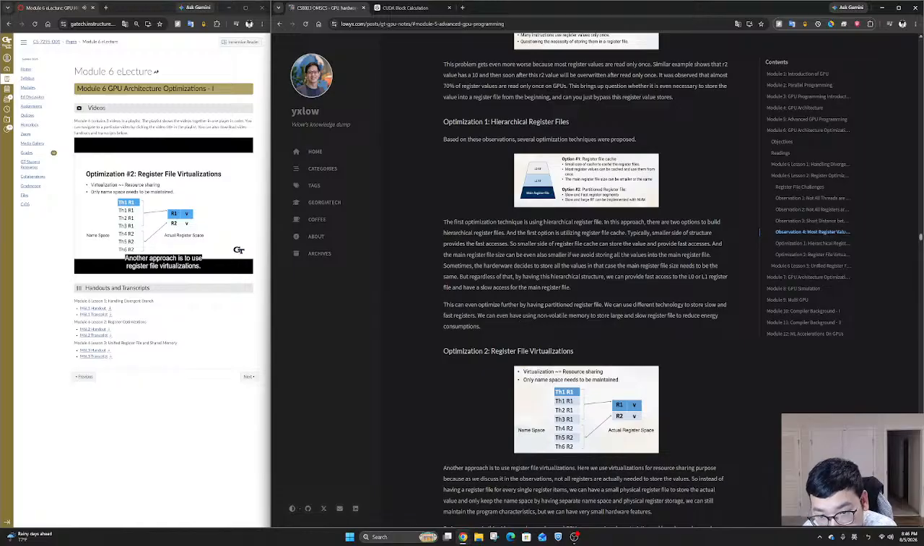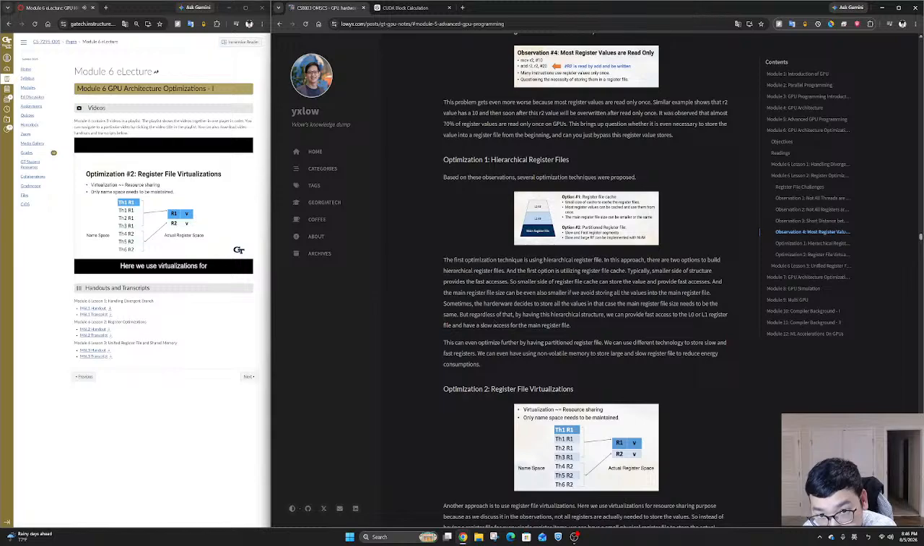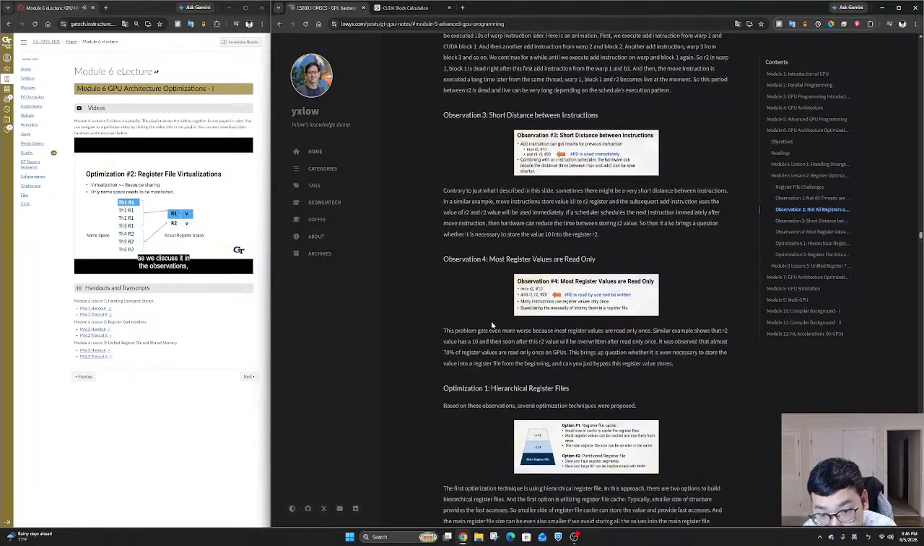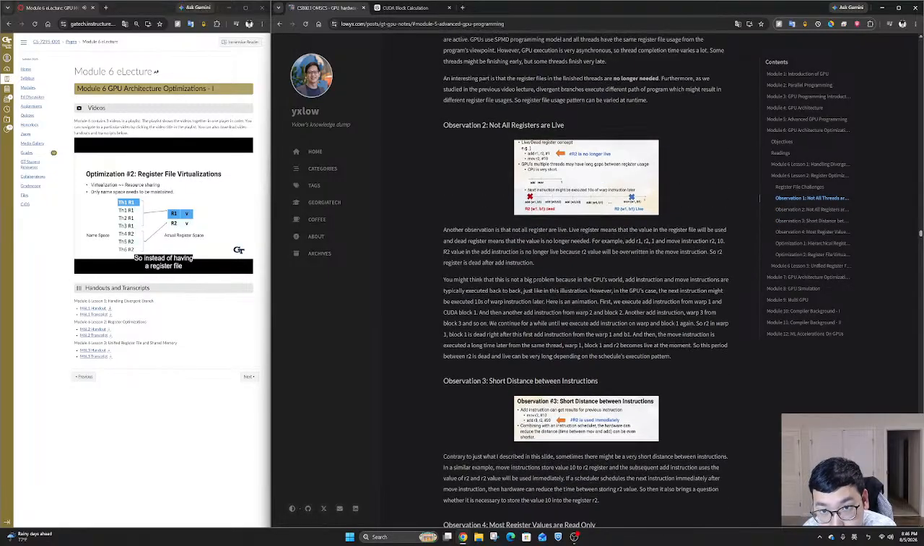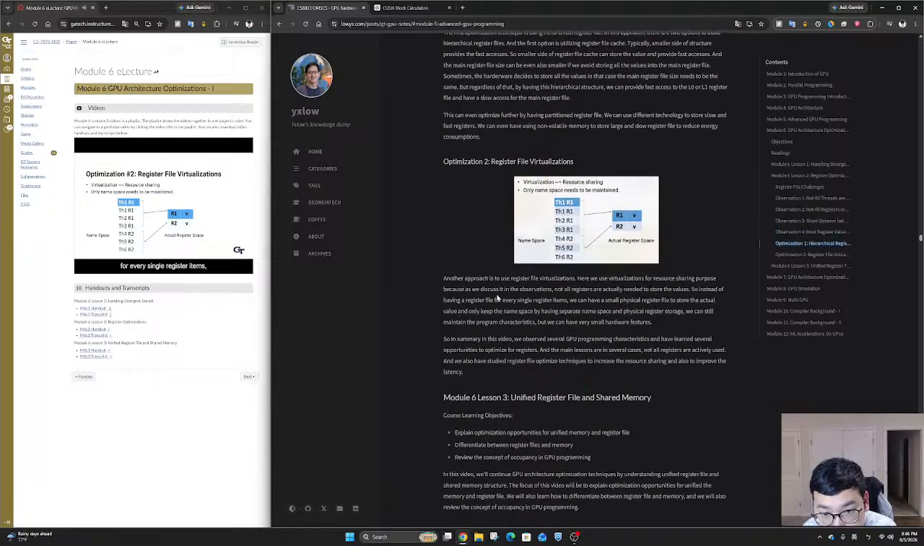Another approach is to use register file virtualization. Here we use virtualization for resource sharing purposes. Because, as we discussed in the observations, not all registers actually need to store values. So instead of having a register file for every single register item, we can have a small physical register file to store the actual values and only keep the namespace. By having a separated namespace and physical register storage, we can still maintain the program characteristics, but we can have very small hardware features.